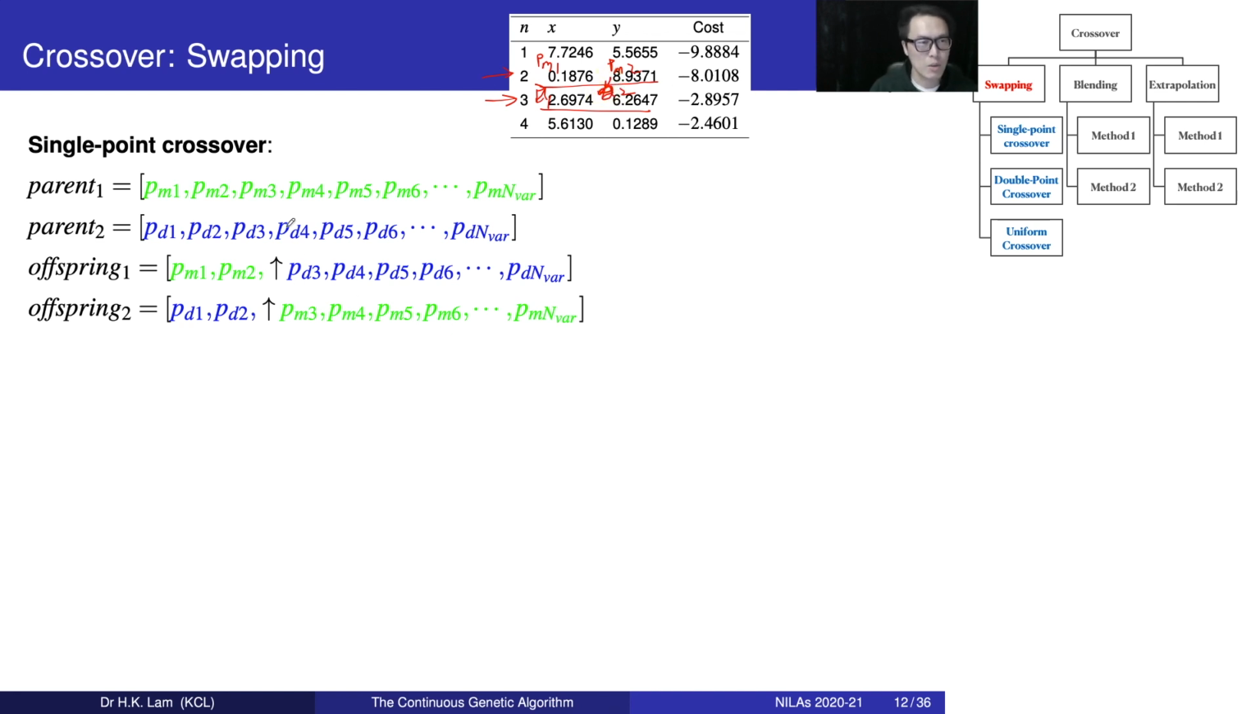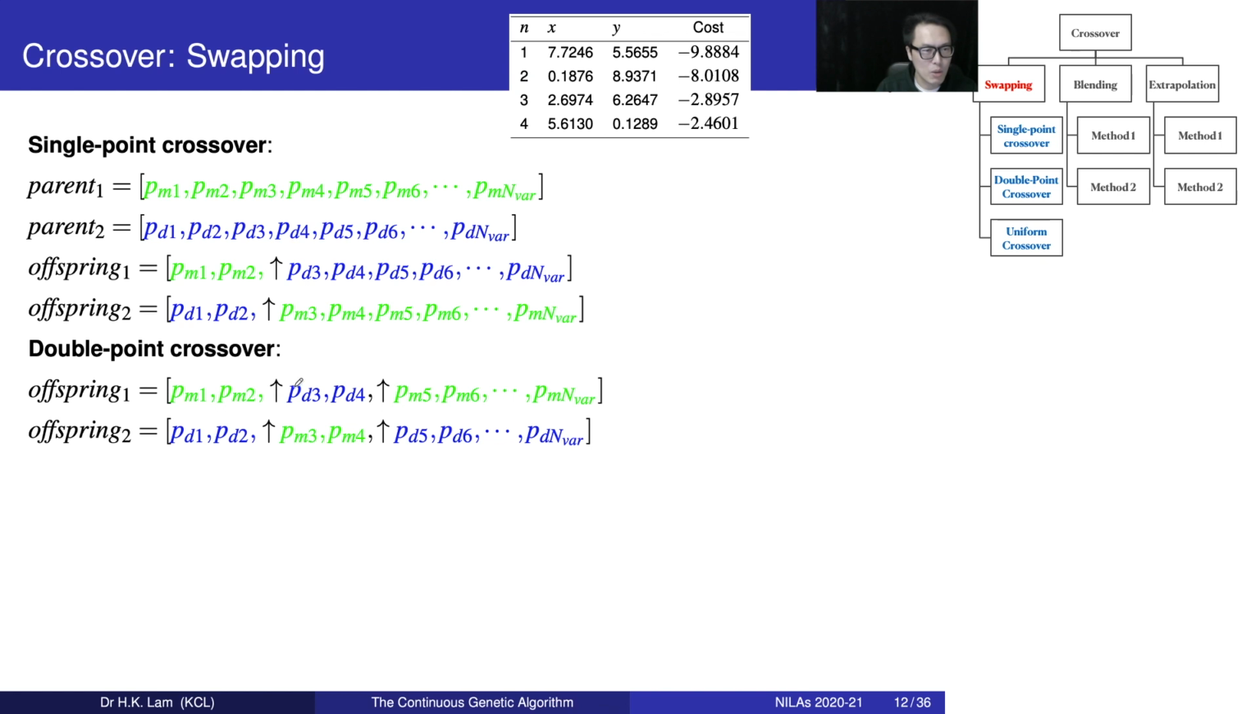Now, just the same thing, we are going to pick a crossover point. For example, this is the crossover point, and we just simply swap these chromosomes after the crossover point. So the blue goes up, the green goes down. Just simply do the swapping. And for double point, we choose 2 crossover points randomly, and we just simply swap the part in between.